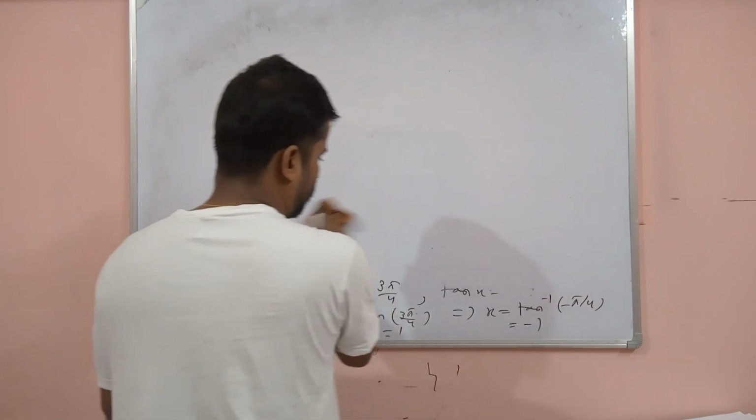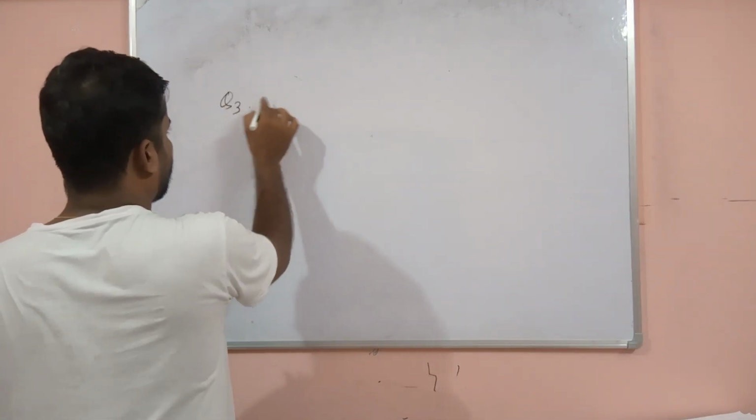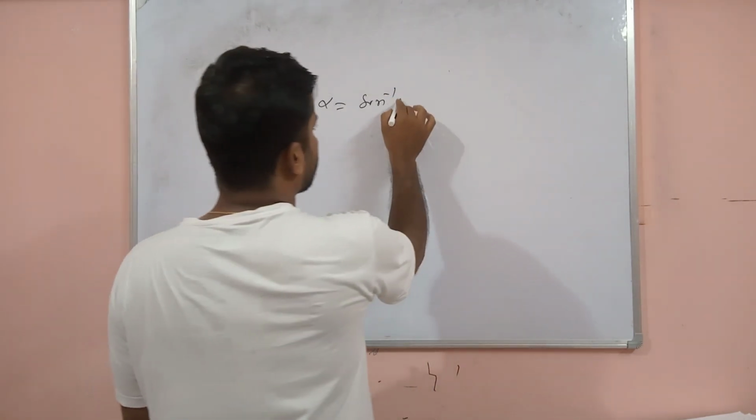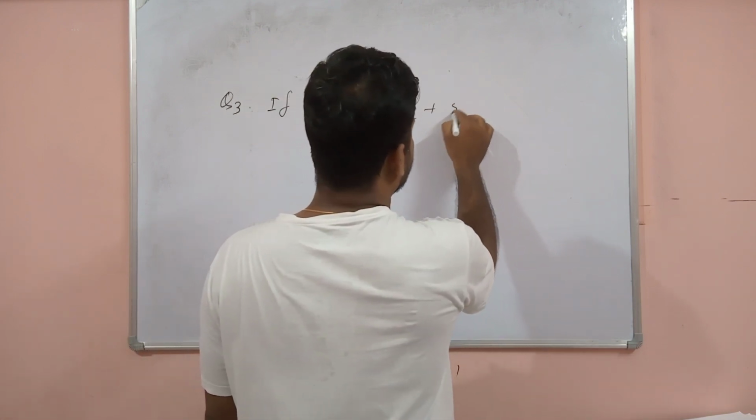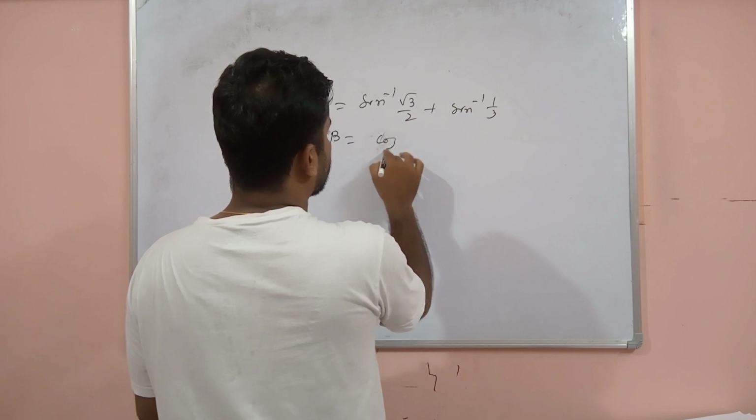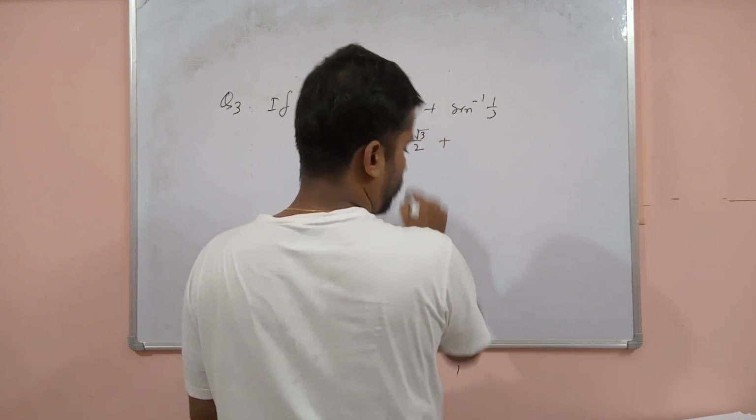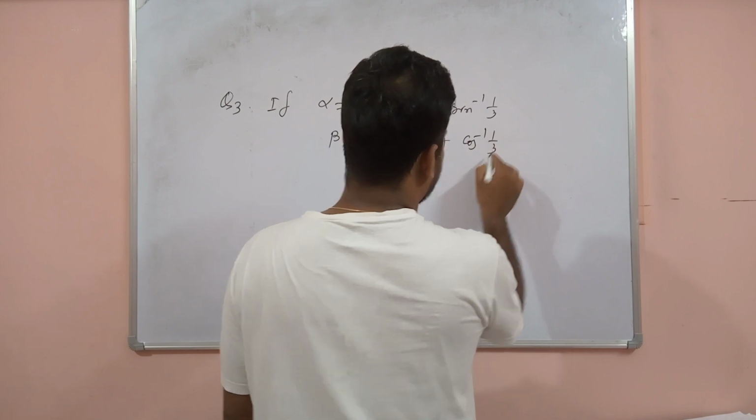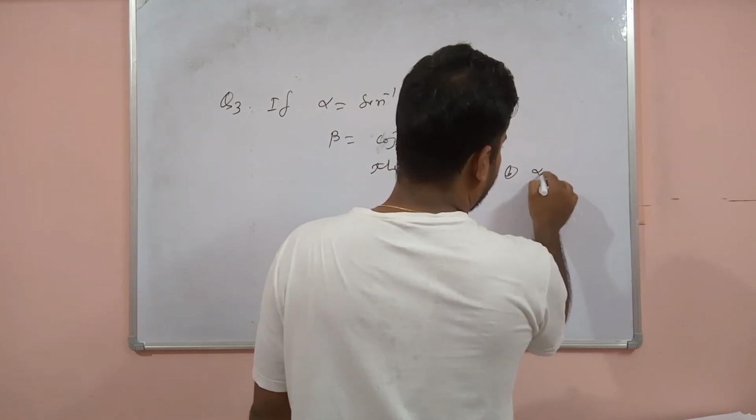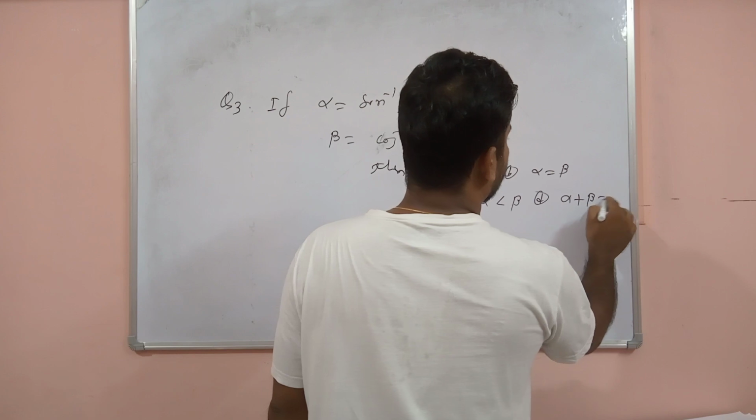Let's see question number 3. If alpha is equal to sine inverse root 3 by 2 plus sine inverse 1/3, beta is equal to cos inverse 1 by 2 plus cos inverse root 3 by 2 plus cos inverse 1/3, then the options are: A, alpha greater than beta; B, alpha is equal to beta; C, alpha less than beta; and last one, alpha plus beta is equal to twice pi.